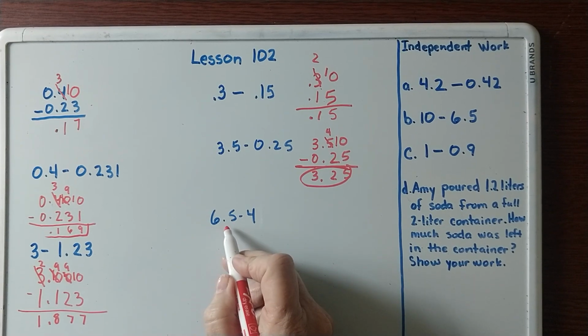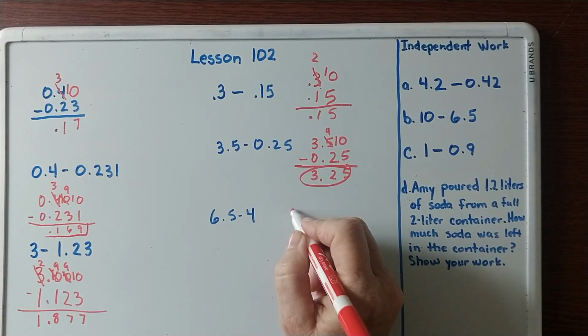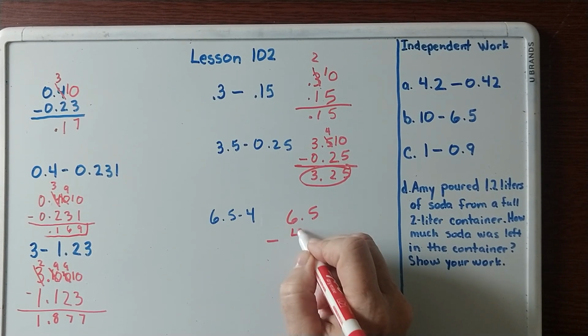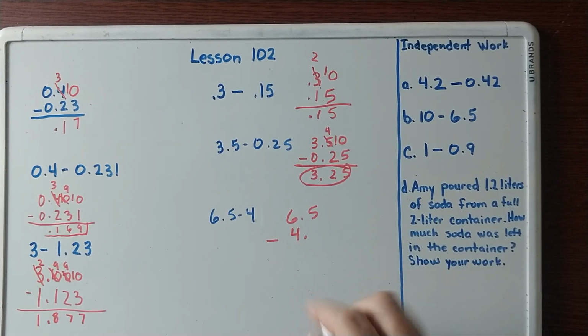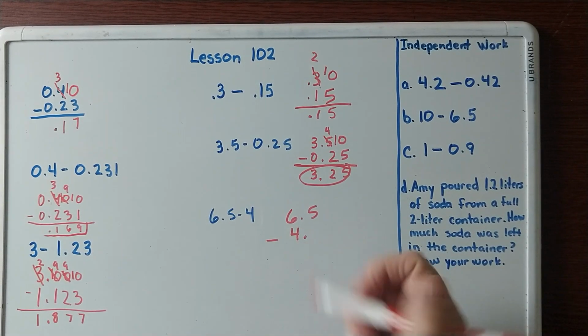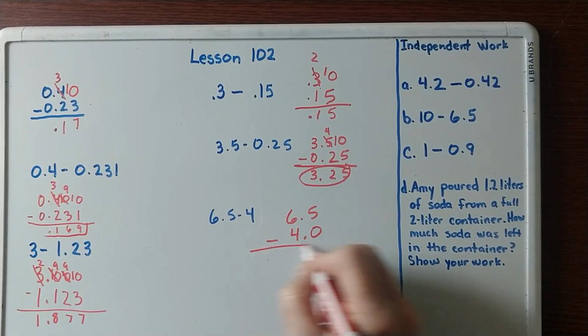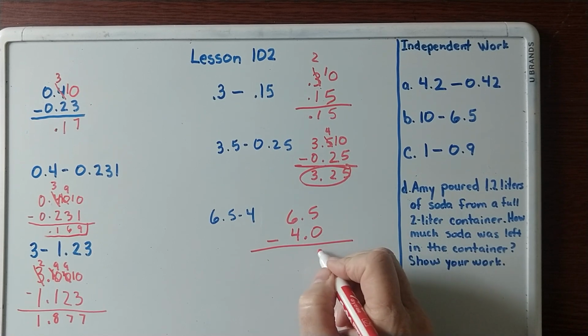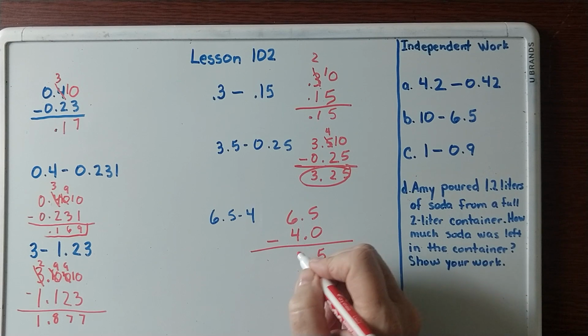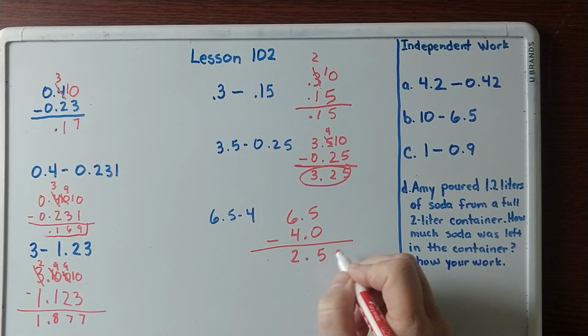Okay, 6 and 5/10ths take away 4. So remember, we assume after every whole number that there's a decimal there. And then we fill in our zeros. 5 take away 0 is 5. Bring down your decimal. 6 take away 4 is 2.